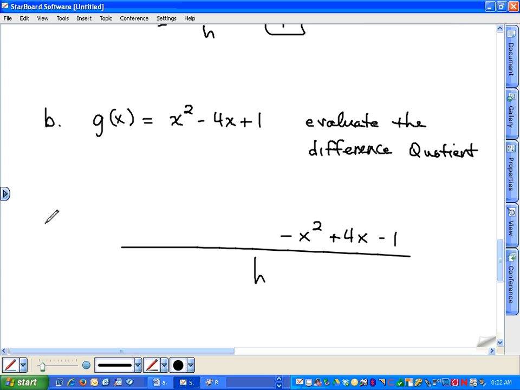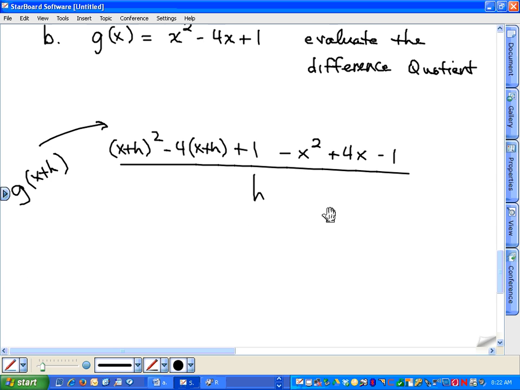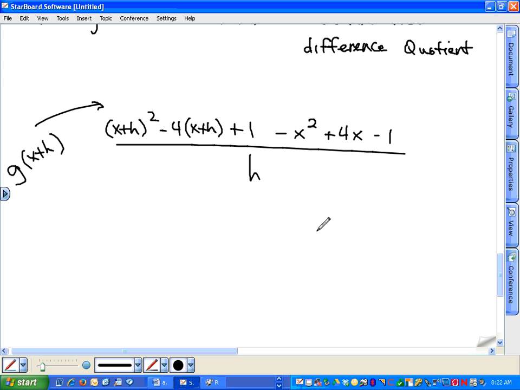Now what about this left side up here in the numerator? The expression that goes here is g of x plus h. So what is g of x plus h? It's x plus h squared minus 4 times x plus h, plus 1. And then we have the wonderful opportunity of simplifying this.